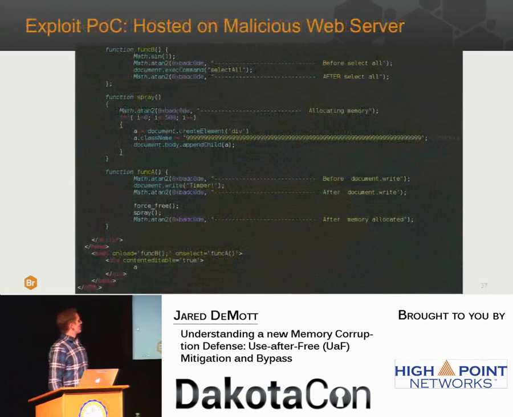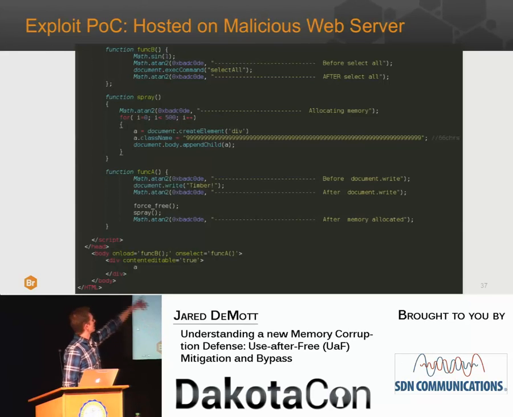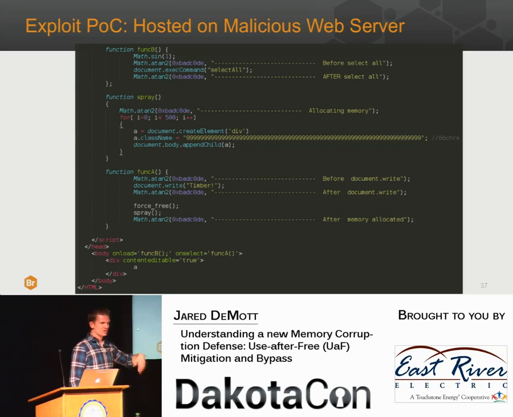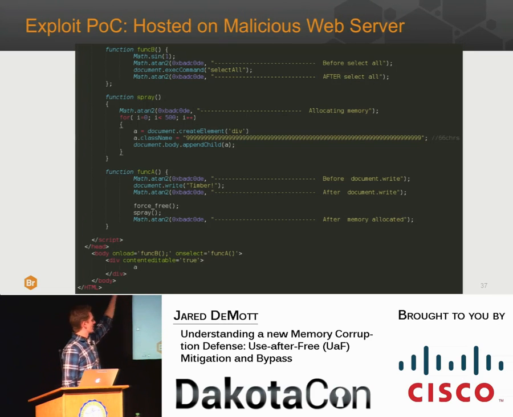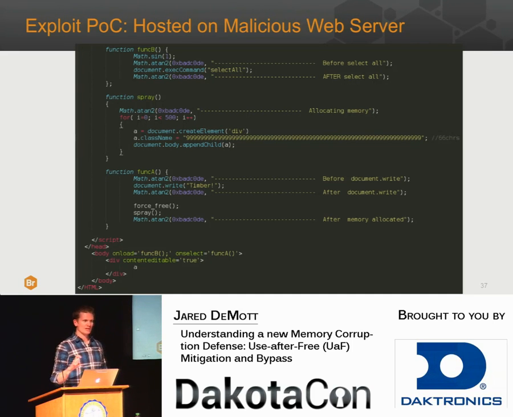A real simple POC of this would basically look like the body is on load, you call function B, which makes sure that the object in question is allocated. And then the first thing it does is this select all. So on select, which is the event, it gets called, it gets created. It's like, oh yeah, by the way, you select everything. And when everything gets selected, that's basically the same thing as manually selecting the whole web page with your mouse. It sort of automates that same thing.